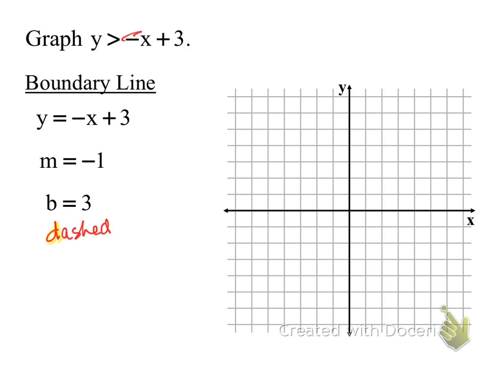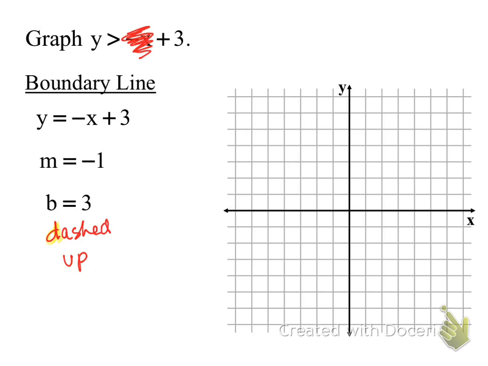Dash. Okay, now block it out. Am I shading up or down? Down, up. Y is greater than 3, so it would be up shading. Okay, now I've got everything I need. This is what I want you writing down, Fionn.